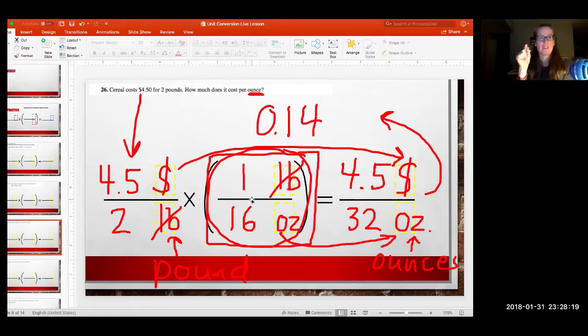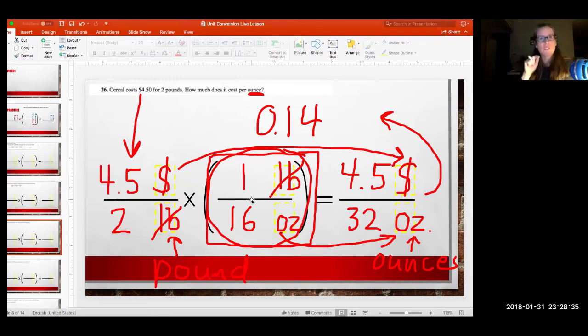We know that 1 pound has 16 ounces in it. So we made that fraction ourselves so that we could get the answer that we wanted. And the only reason we can make this fraction is because we know that 1 pound and 16 ounces are equal to each other. They're the same.